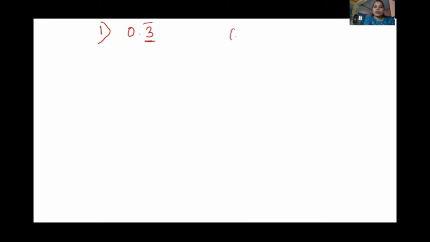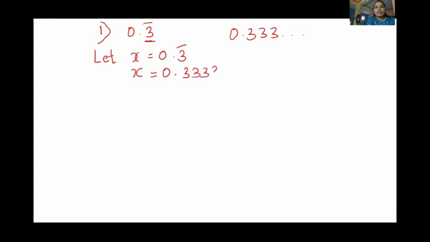So this can also be taken as 0.333 etc., which means 3 is infinite. Now let us solve how to represent this 0.3 bar as a rational number. First, let x equal 0.3 bar. This can also be taken as x equals 0.333, because the number 3 is recurring. So only one decimal is recurring.